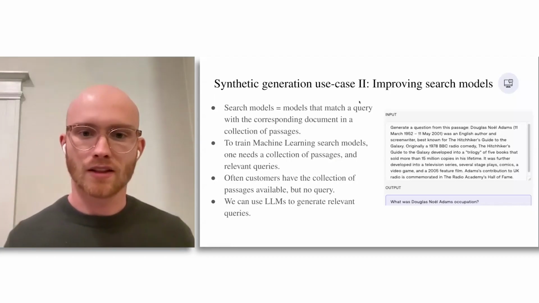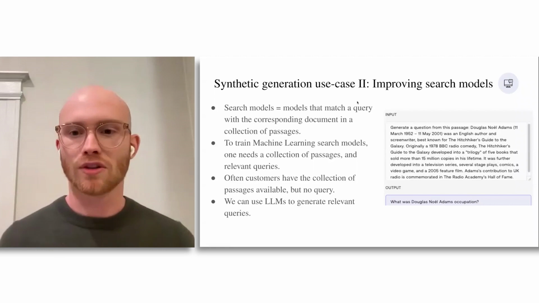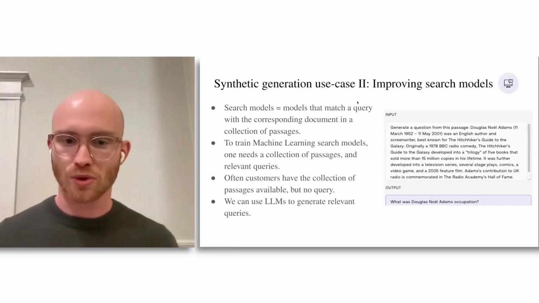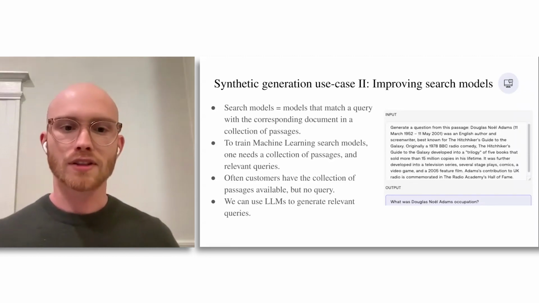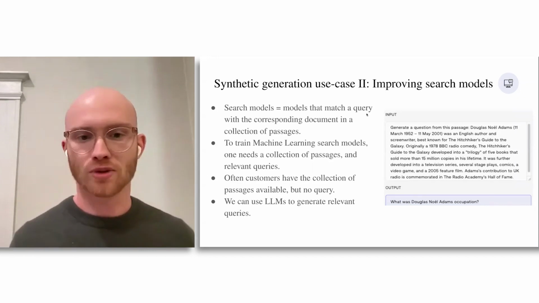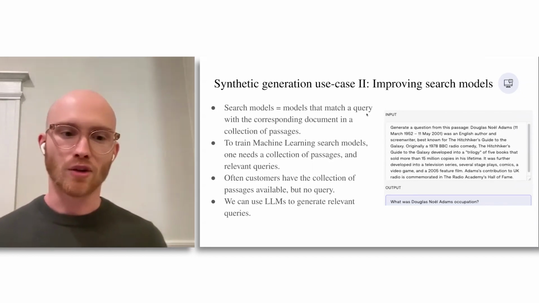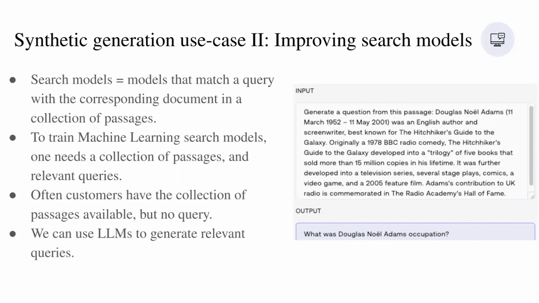The second use case of this synthetic generation that I want to talk about is improving search models. Just to give you a little bit of background, search models are models that match a query with a corresponding document or corresponding text in a collection of passages. There are a lot of search models actually deployed in production that are very useful. For instance, for e-commerce websites, where customers might input a query, let's say blue sweater, and then the e-commerce website has to find all the items that correspond to this query.